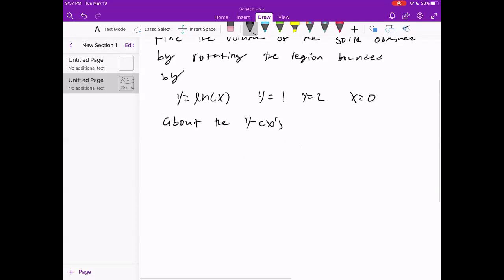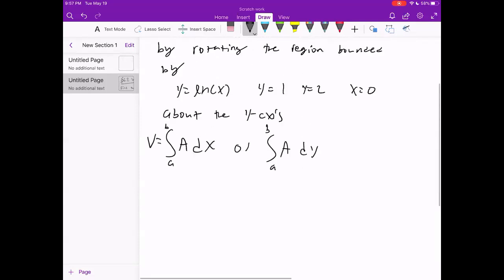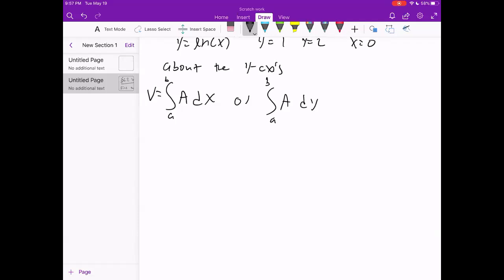Okay, just in case you've forgotten everything we've talked about, what we're trying to do is write volume as an integral from a to b of some cross-sectional area times dx, or from a to b of area times dy. It just depends on which direction the thickness of whatever object you're using to do the area is going, and you'll see what I mean by that in a second. Okay, so let's draw this.